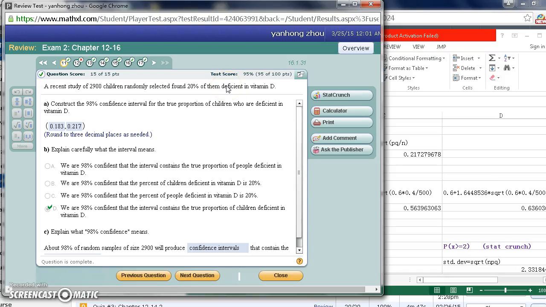So the question we're looking at right now is to calculate the 98% confidence interval for the true proportion of children who are deficient in vitamin D. In the question, we're told that a recent study of 2,900 children randomly selected found 20% of them deficient in vitamin D. So here it says the p hat is 0.2.